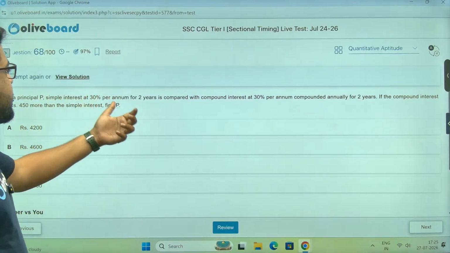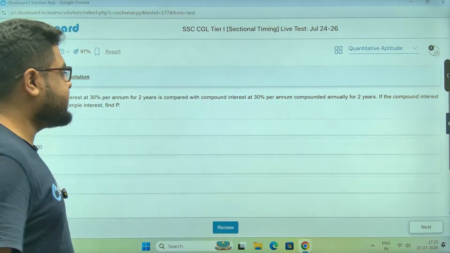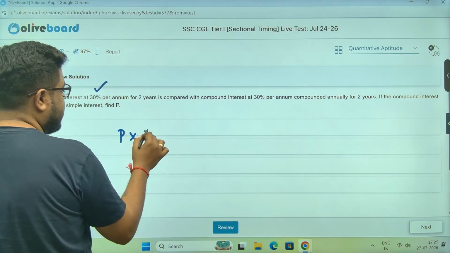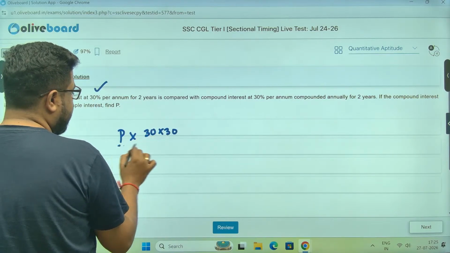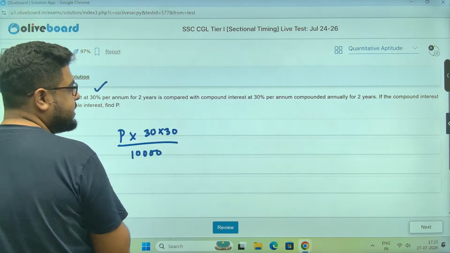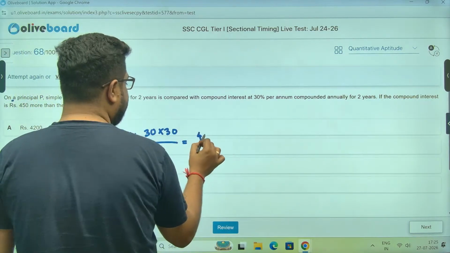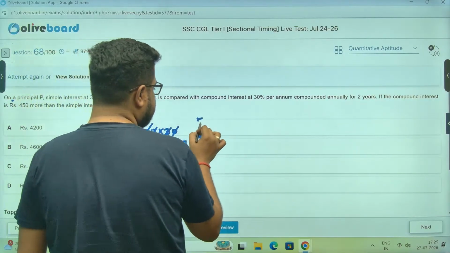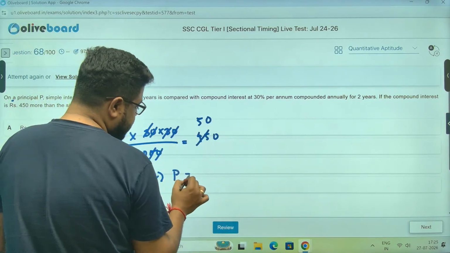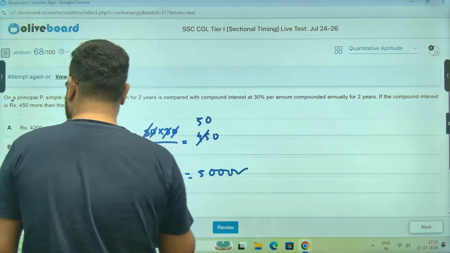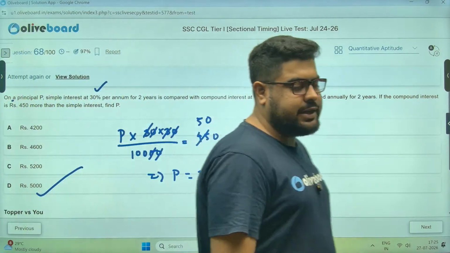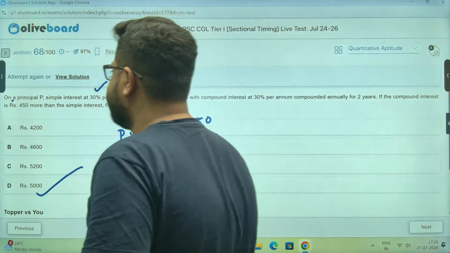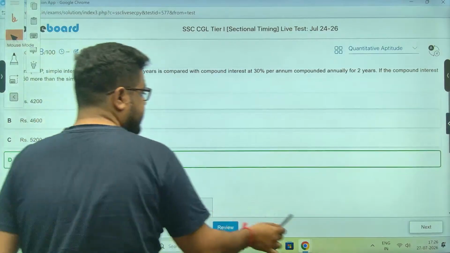Simple interest, 30%, 2 years. Compound, okay, same. CI minus SI is PR square by 100 squared. R is how much? 30%. So 30 into 30 by 10,000 times P is given as 450 rupees, sir. So P is 5,000 rupees, sir. Option number D, 5,000 rupees is your correct answer. Next one, please, sir.